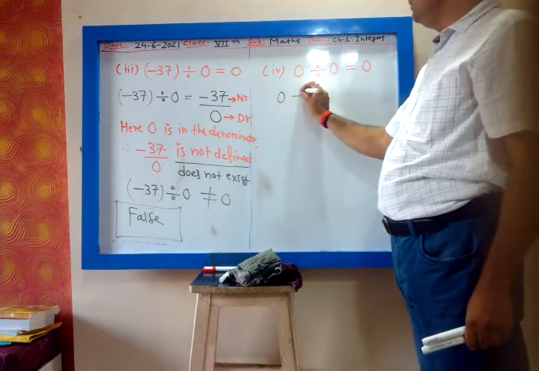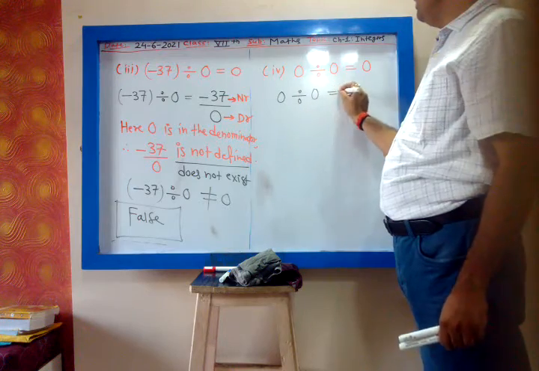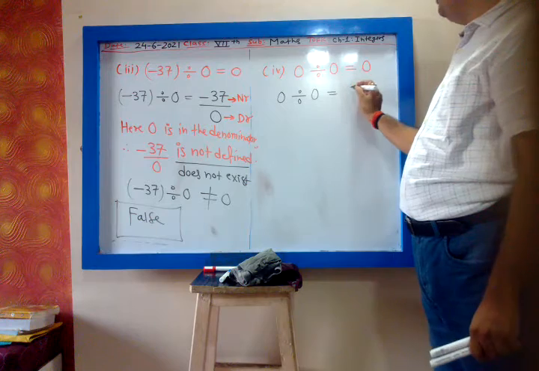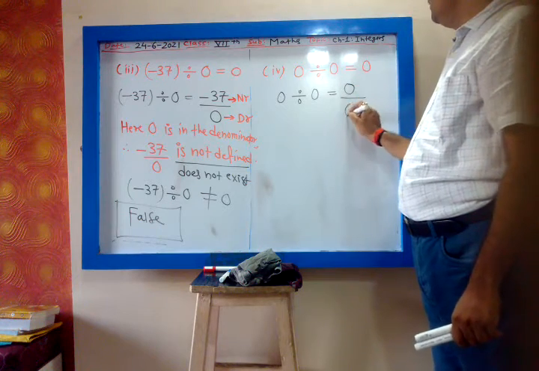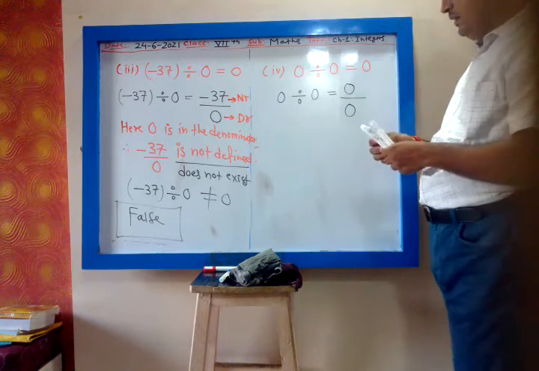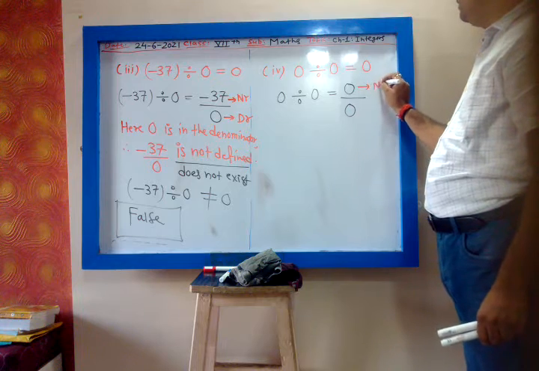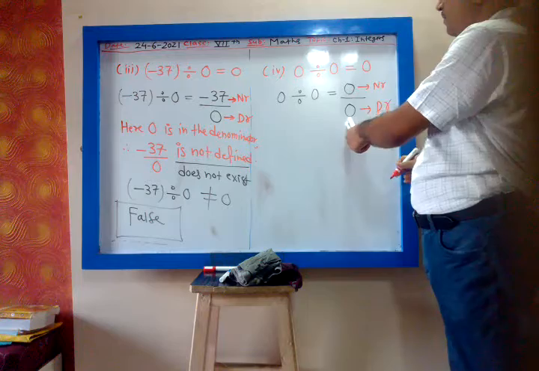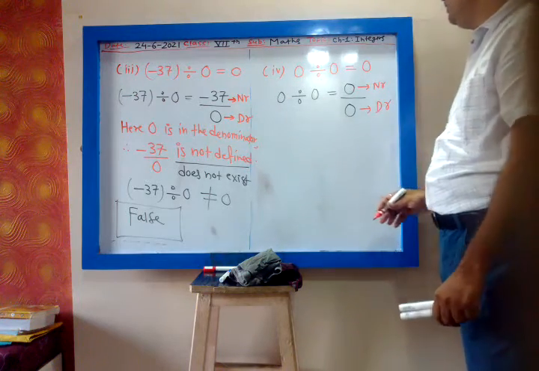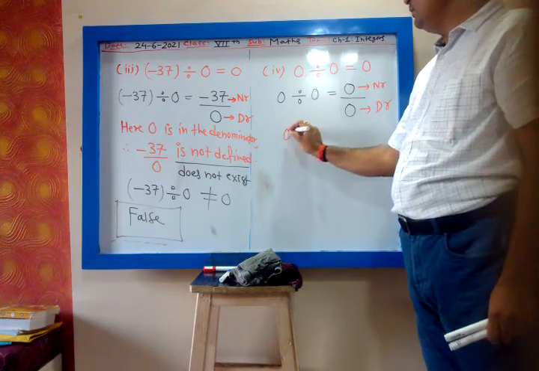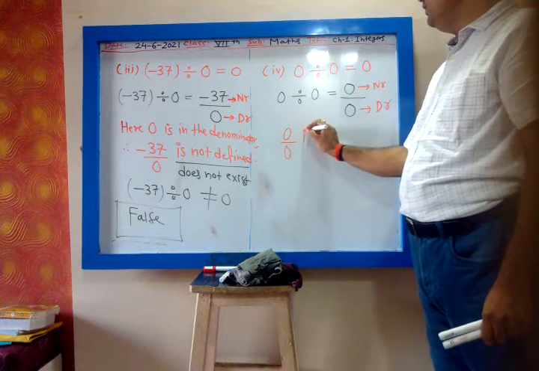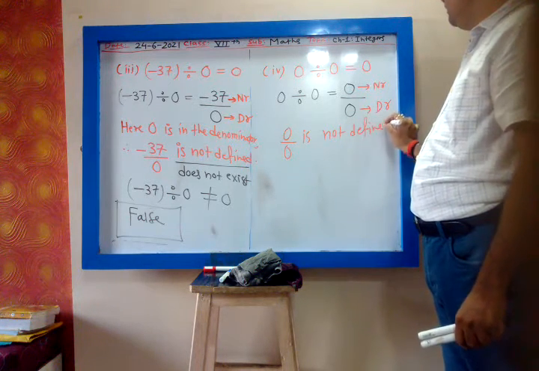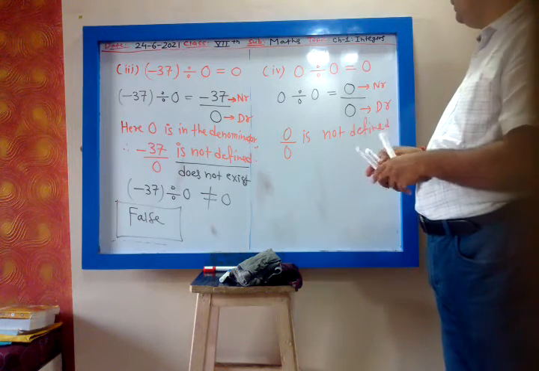0 divided by 0, we can write A divided by B. What is A divided by B? A upon B. So that is 0 upon 0. Now where is this 0? This 0 is in the numerator. This 0 is in the denominator. Again the denominator becomes 0. So 0 upon 0 is not defined. So whenever denominator is 0, it is not defined.